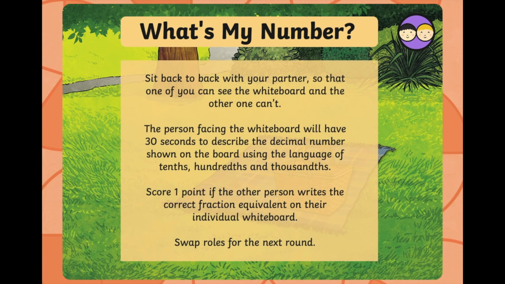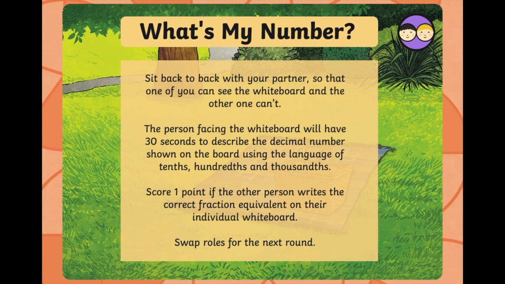So, if you watched Thursday's video, you would have seen that we played a game called What's My Number? So we're going to play that again, but this time looking at thousandths. So sit back to back with the person you're playing with, whether it's a parent or an adult in your house or a sibling, so that one of you can see your computer screen or your tablet, whatever you're watching this video on, and the other one can't.